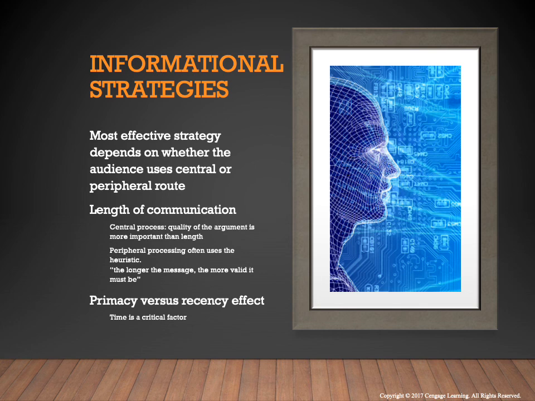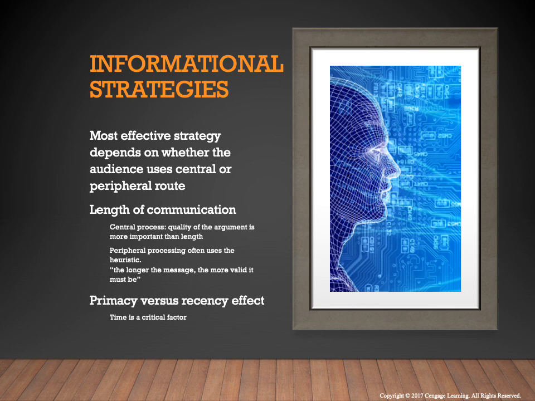So for example, in terms of length of communication, if the message is being processed through the central route of persuasion, the quality of the argument is more important than the length. However, if the message is being processed through the peripheral route of persuasion, people often fall back on the heuristic that the longer the message, the more valid it must be. So length becomes more persuasive than the quality of the argument.